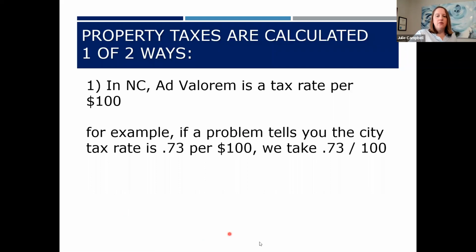So for example, if the problem tells you that the city tax rate is 0.73 per 100, then all you have to do on your calculator is say 0.73 divided by 100, and now we have a tax rate of 0.0073. And again, that's the number that we can use in the T-bar. So we want to make sure: ad valorem, a tax rate per 100.